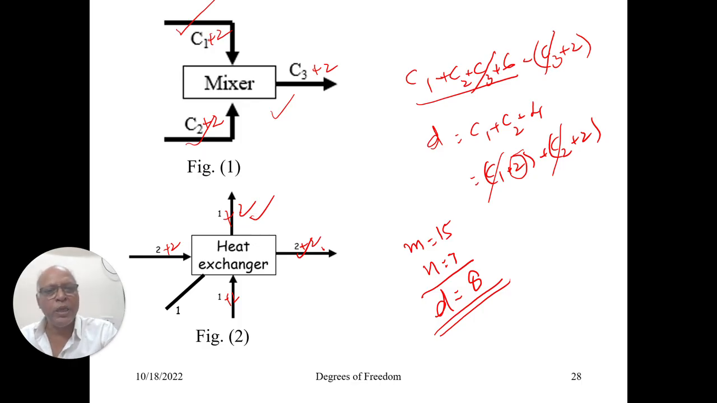Now, what should be these 8 variables? You know that both the input streams, here there are 4 variables, here there are 3 variables, 4 plus 3, must be defined along with this equipment parameter. So, given these 8 variables, you will be in a position to calculate these 7 unknowns. That is the view of a process simulator, because the model that you are using in a process simulator is capable of doing only rating calculations.